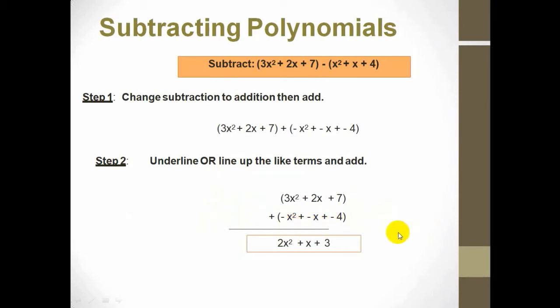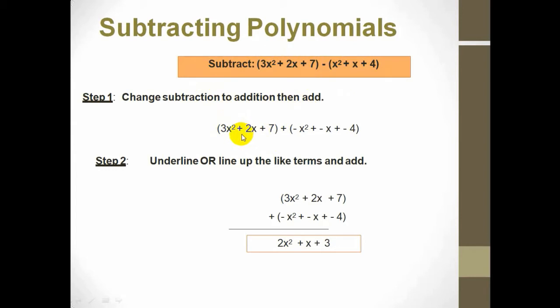Now how to subtract polynomials? Subtract this polynomial x square plus x plus 4 from 3x square plus 2x plus 7. In the first step, change subtraction to addition, then add. Change subtraction to addition, then add, meaning change the sign of the polynomial which is subtracted from the other polynomial. We are going to subtract x square plus x plus 4 from this polynomial. So change subtraction to addition. So this subtraction actually means plus into minus, plus into minus.